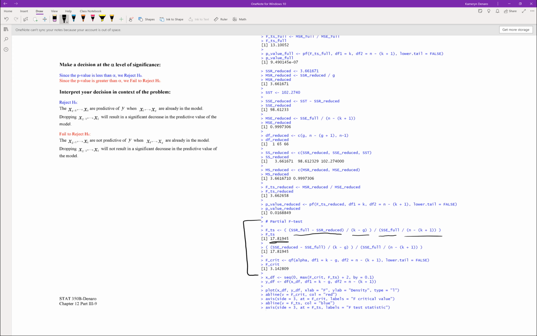So we get a test statistic value of 17.81. Our critical value in this case was 3.14. So at the end of the day, we're going to say, yes, even if we consider a model with just one of those variables, those 2 additional variables are predictive of starting salary, even in addition to a model that just had one of the variables in the model.